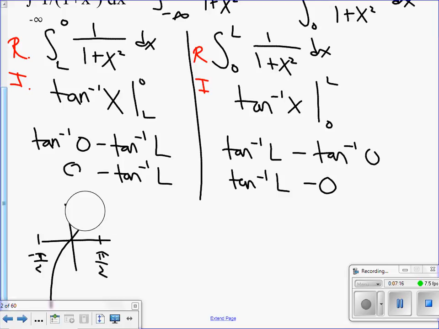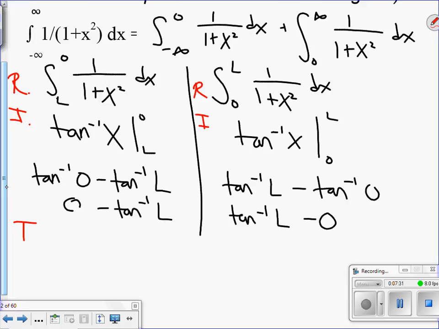So we're going to do both separately. We're up to the limit step. Because L stands for different things, I decided to do it separately. Over here, when I take the limit, L is going to approach negative infinity. For the other one, L is going to approach positive infinity.